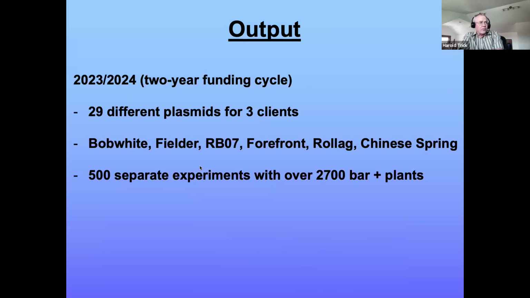Output for our facility. This is just taking a snapshot of the last 2 years of our funding cycle. We had 3 different clients from the SCAB initiative, and they gave us 29 different plasmids. So that's quite a few plasmids that we're shooting. We've put those into different varieties.